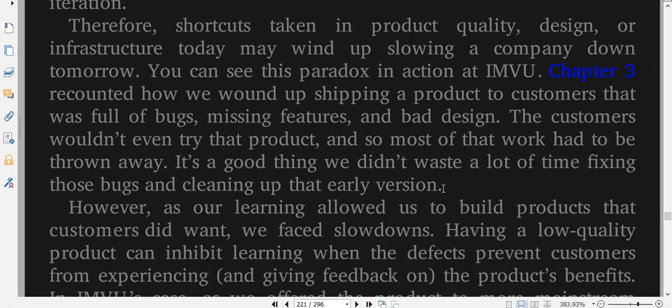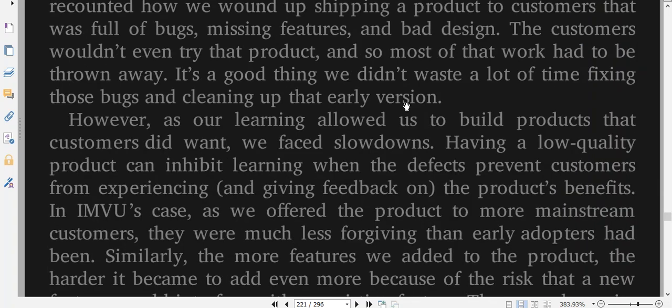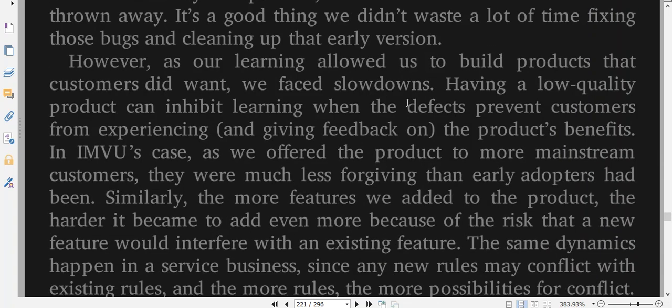You can see this paradox in action at IMVU. Chapter 3 recounted how we wound up shipping a product to customers that was full of bugs, missing features, and bad design. The customers wouldn't even try that product, and so most of that work had to be thrown away. It's a good thing we didn't waste a lot of time fixing those bugs and cleaning up that early version. However, as our learning allowed us to build products that customers did want, we faced slowdowns.